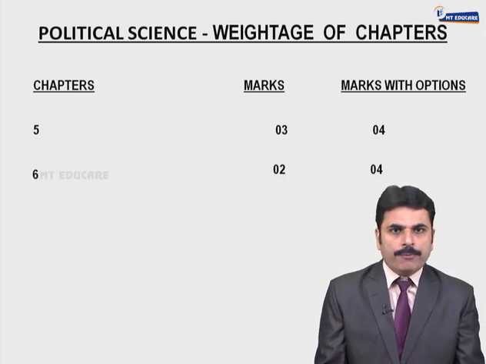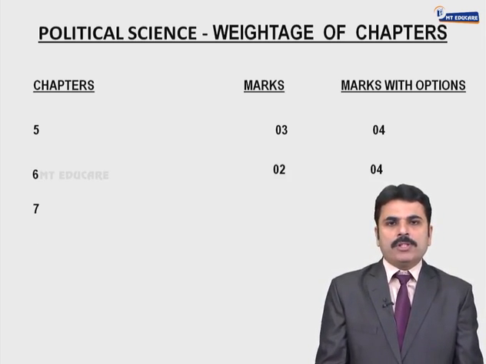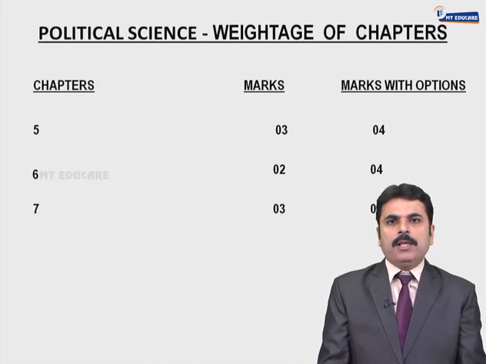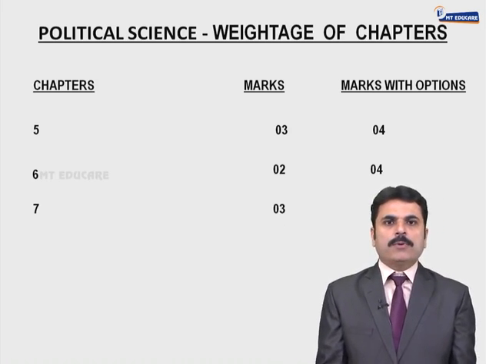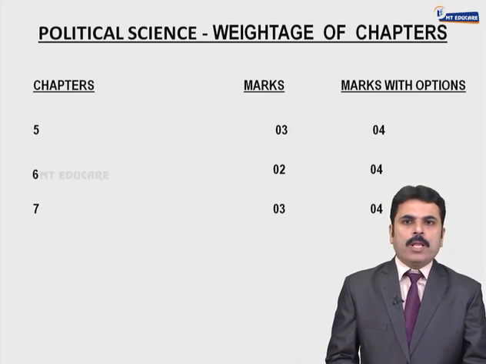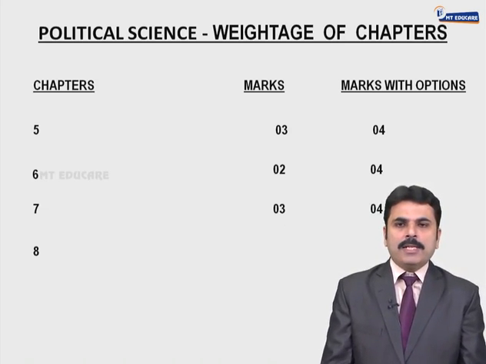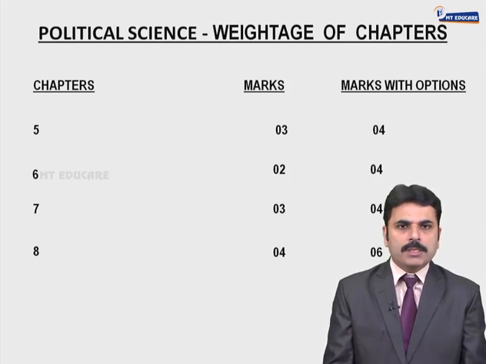Marks with options 4. The 7th chapter, democracy and diversity, carries 3 marks and the marks with options is 4. And the last chapter, challenges to democracy, carries 4 marks and marks with options is 6.